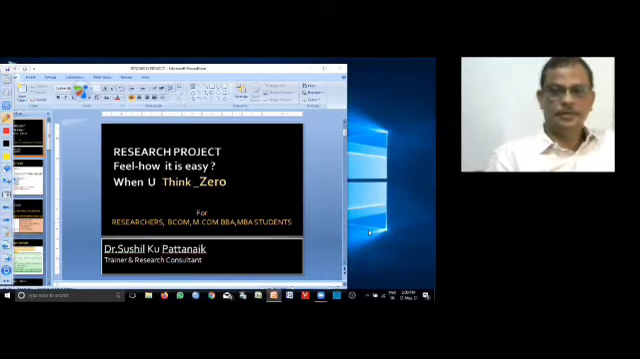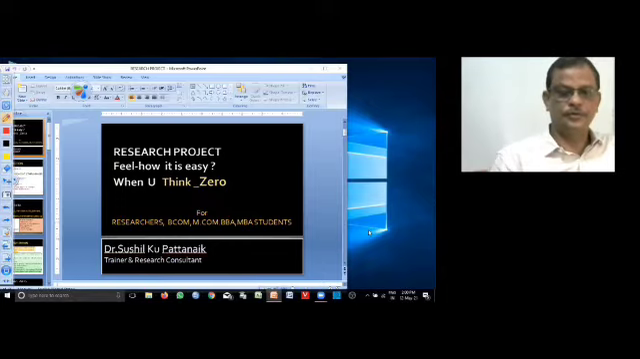So, in this research project, so many challenges are there to prepare. How will it be easy? My suggestion is when you think zero. So before you go to any project, your mind should be very stable to think about all these challenges. So to minimize the gap in the challenges, we have to go for research.